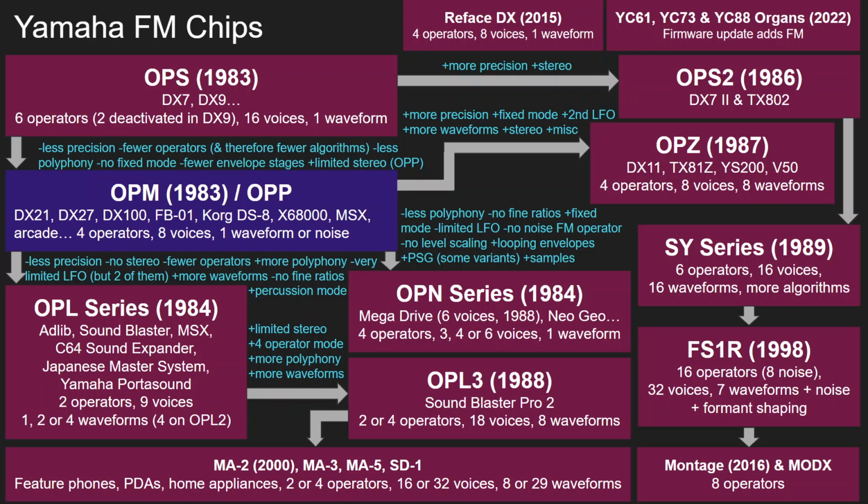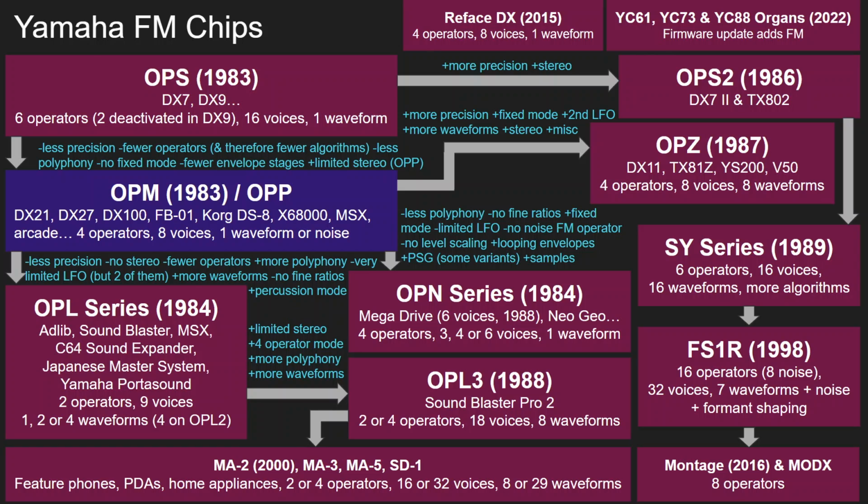So it all started out in 1983, and each one of these boxes is coded. The chips have code numbers. In fact, they have 2 code numbers. They have YM and then some number, which is the actual physical chip, and then they'll be called something like OPS or OPM, which is the series. It describes the functionality rather than the actual physical chip. Well, obviously there's some overlap.